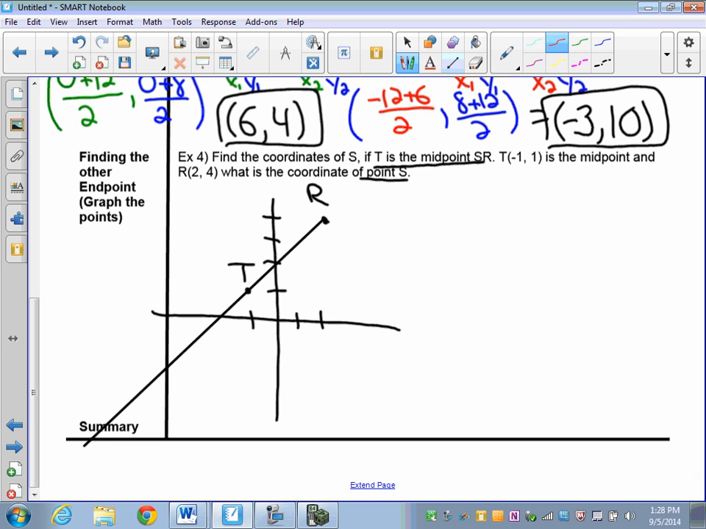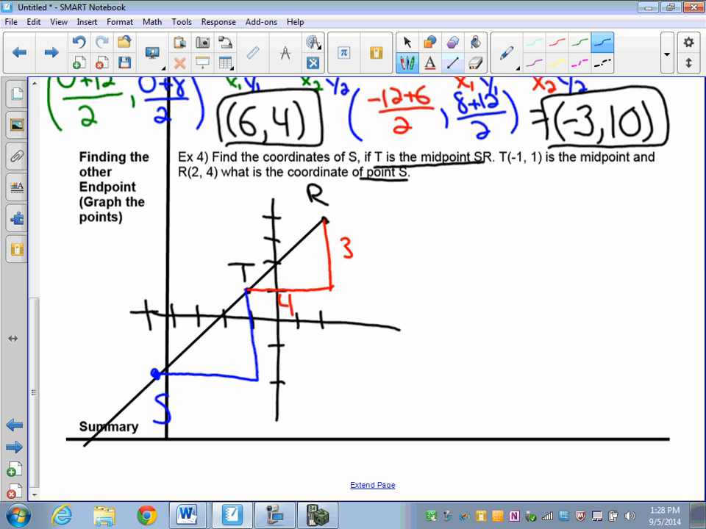Because I'm going halfway, I'm going down 3 and to the right 4. That's how I go halfway. So how am I going to go halfway again? I'm going to go down 3 and to the right 4. Sorry, left 4. Let's see how close I made this. 1, 2, 3. 1, 2, 3, 4. So that's my point right there.